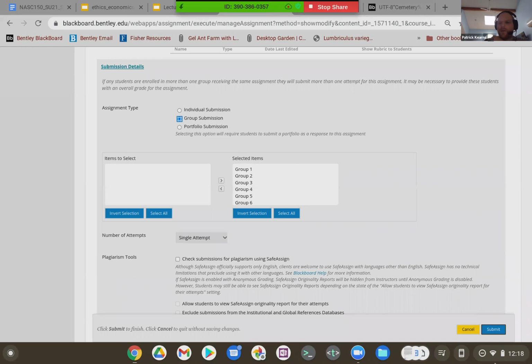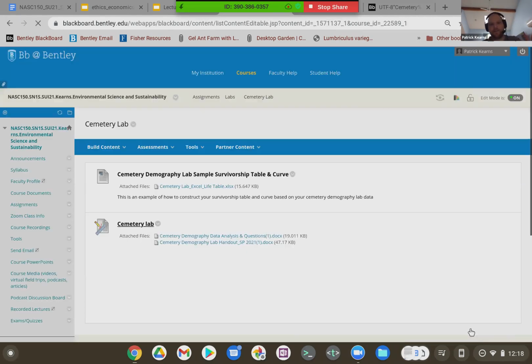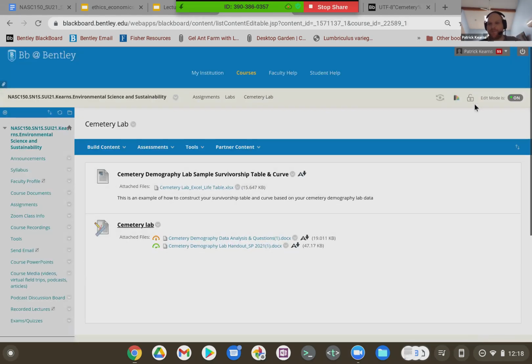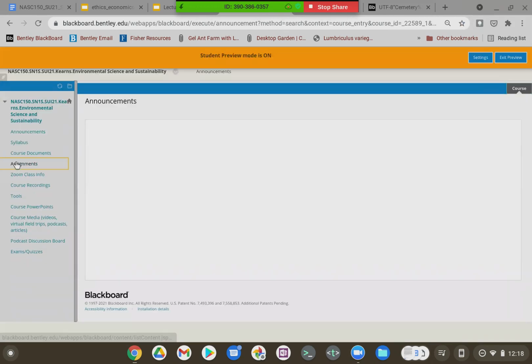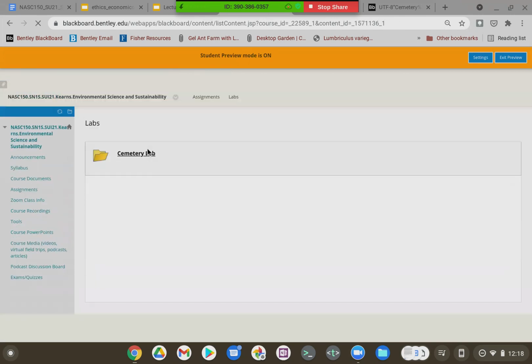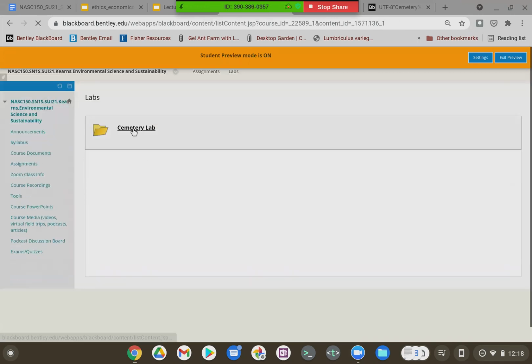Okay, yeah, so it should be there. I mean, it's there in mine, but maybe it's not on the student side. Oh no, actually, I see the PDF, the one that says cemetery demography lab sample table, but I don't see the actual assignment.